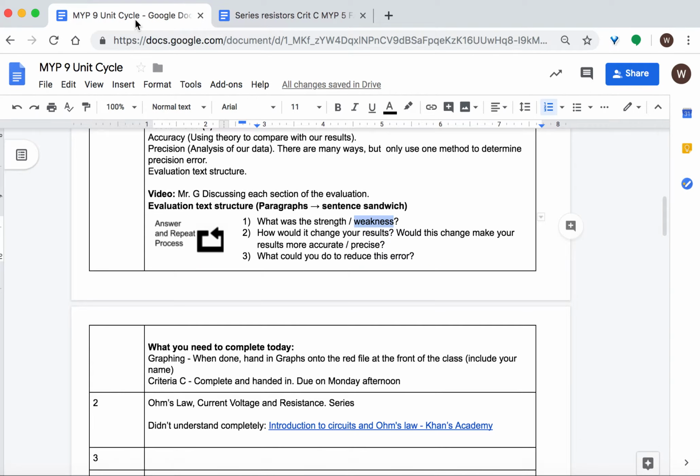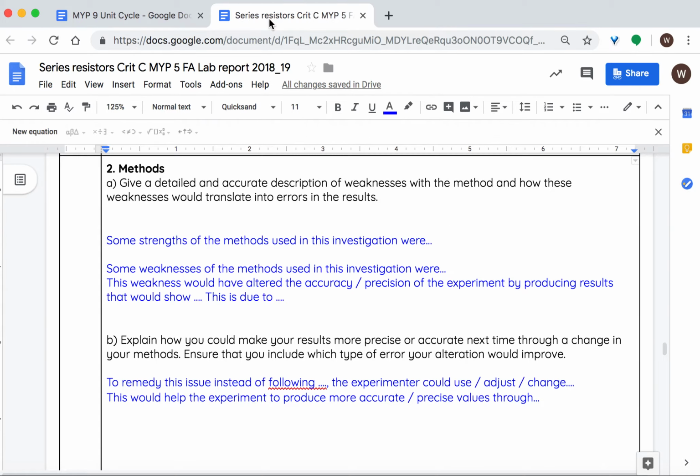Next up, the next step down: how would it change your results if, okay, so we have weaknesses. I got a weakness in my method. How would that change the accuracy or precision of the experiment? This is really where you are talking about, if I were to change the way I did this, how would it change my results? How would it change the accuracy of my results? How would it change the precision of the results? You also have to talk about not just what would happen, but why. This is due to... For each weakness, repeat this cycle. Go around and around and around. You should have several of them, really.